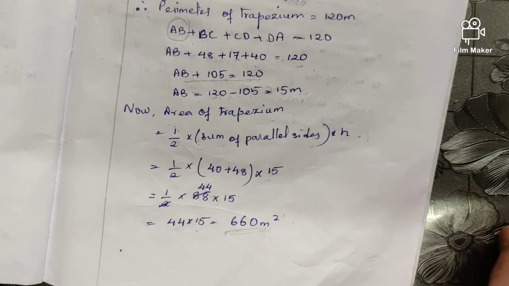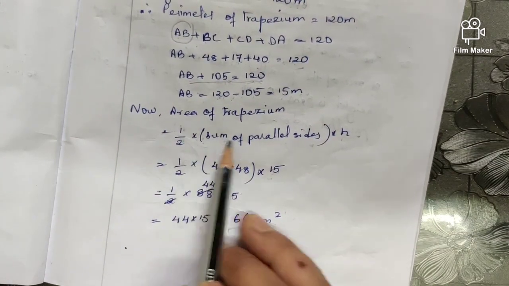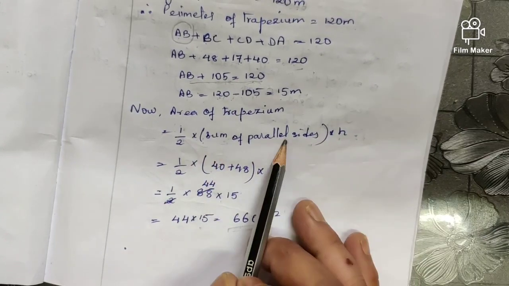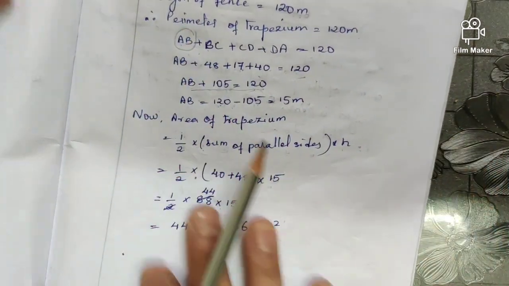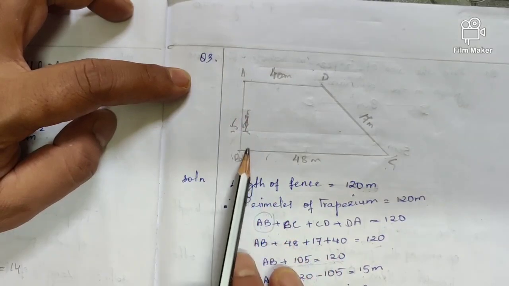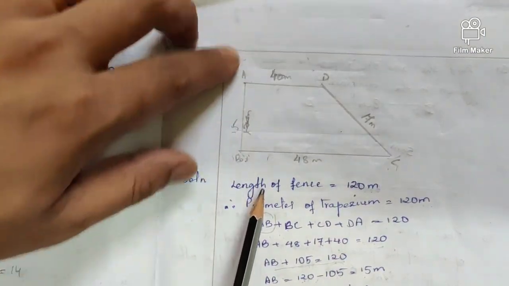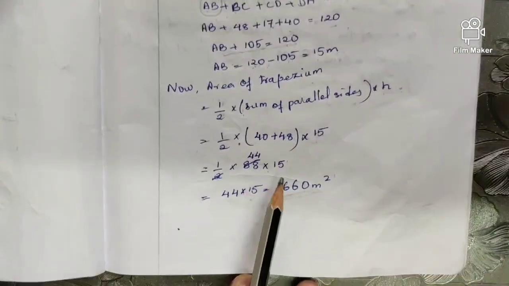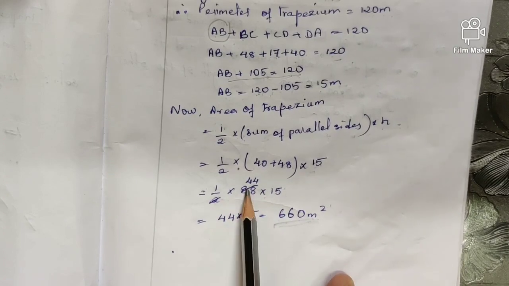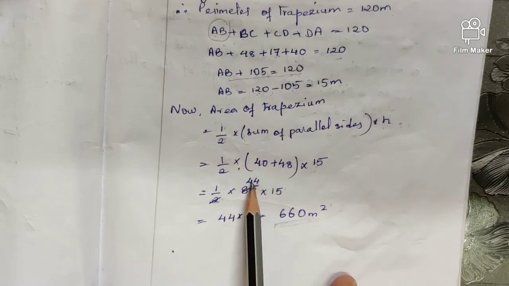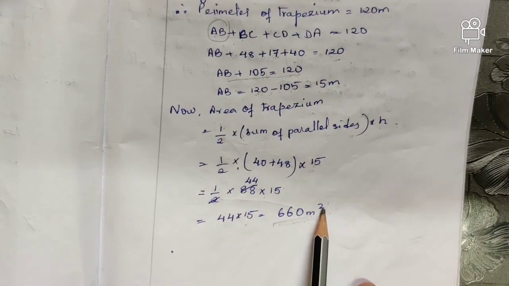So here, the area of a trapezium is equal to half into sum of parallel sides into height. So 1 by 2, sum of parallel sides 40 plus 48, into height, which is equal to 15, since AB is perpendicular, the height is 15 meter. When we add 40 plus 48 it is equal to 88, into 15, 2 into 44 times, right? 15 into 44 is equal to 660 meter square, and for area the unit is meter square.